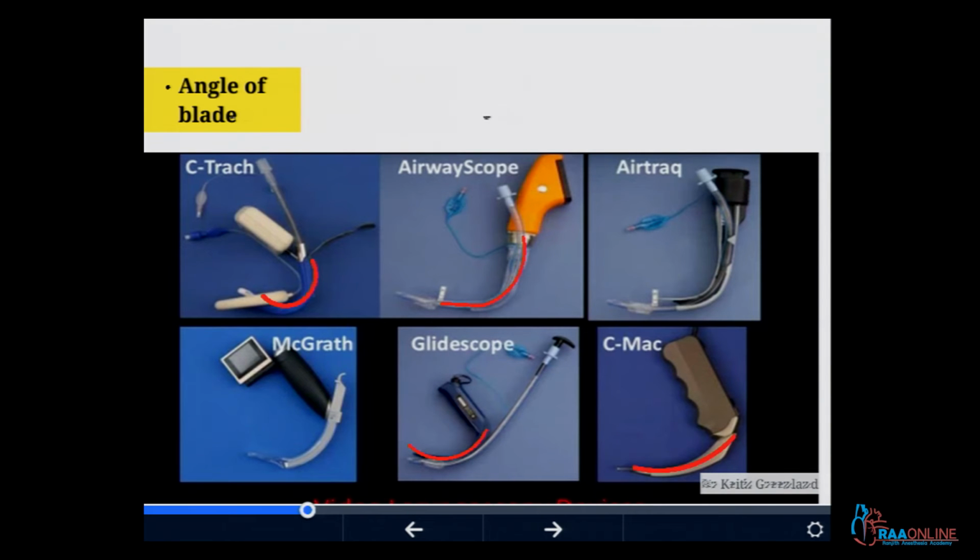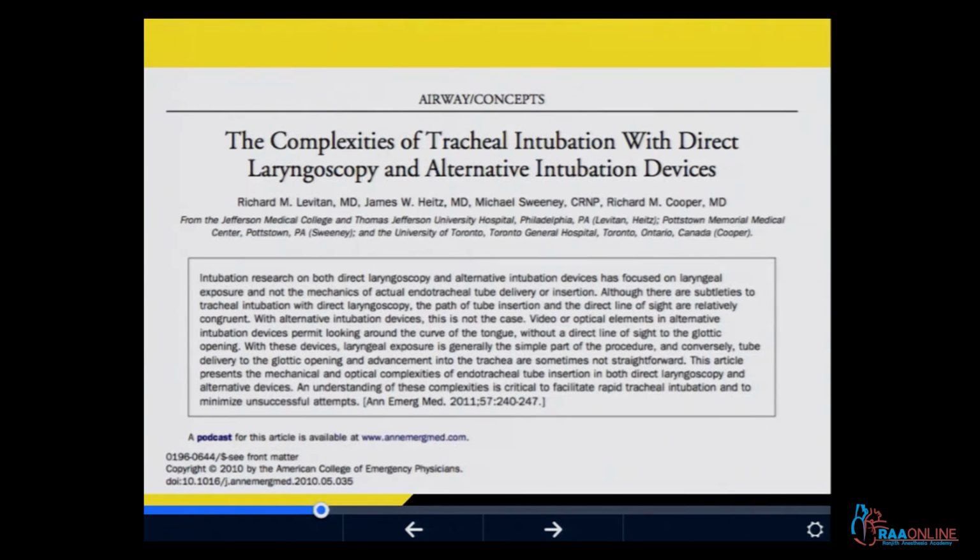If you see the Airway Scope, a channel video laryngoscope, the angle is almost, I would say, 90 degrees. If you see the GlideScope, it is angling up. If you see the C-MAC D-blade, it is angling up. The angle of blades and the vision is very well explained by Dr. Richard Levitan in this article, Complexities of Tracheal Intubation.